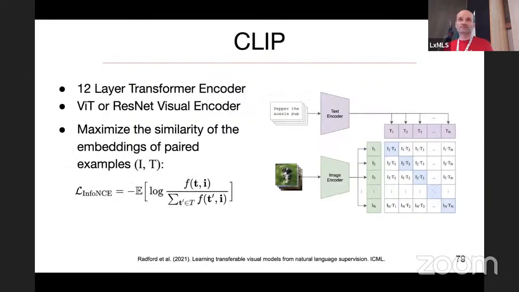The most popular instance of this would be CLIP, which is a 12-layer transformer encoder. We typically would use either a ViT or a ResNet to represent the visual data. And the model is trained to maximize the similarity of the embeddings of paired examples, so going along this diagonal. And this is done on a large collection of 400 million image text pairs.